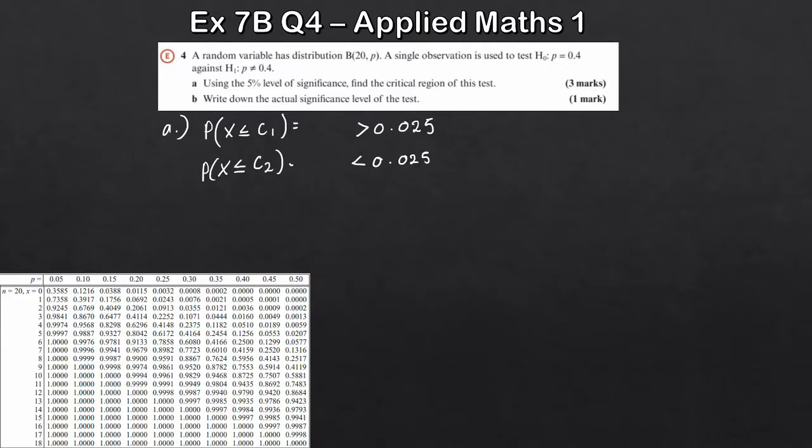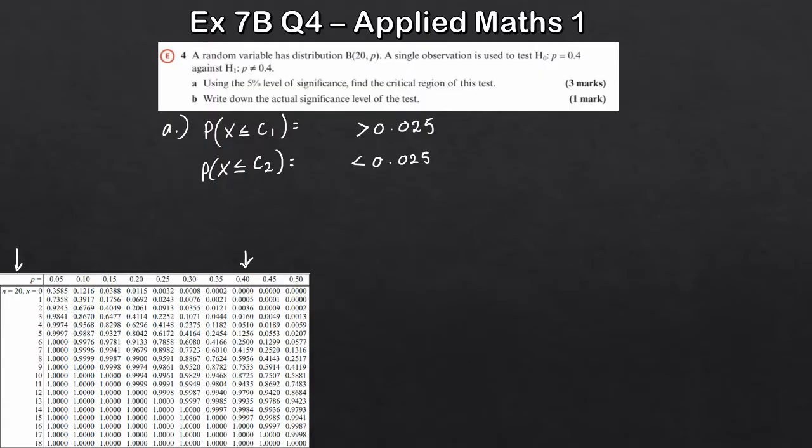Well, to do this, use the table. In your case, you'll have to go through your formula book. So n is 20, so get to the one where n is 20, like you can see here. In our case, we're using the fact that p is 0.4, so we're down this column here. And how do we do this? Well, go down the column.